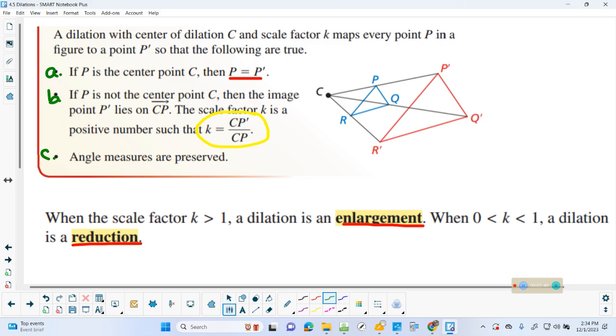Now, other thing up here I'm going to add to this. This, to me, looks confusing, I think. So when you were trying to figure out the scale factor, so here's the thing. Remember, prime is your image. When you don't have the little tick mark, the prime on it, that's your pre-image. So all you're doing is you're comparing the image to your original picture, the pre-image.